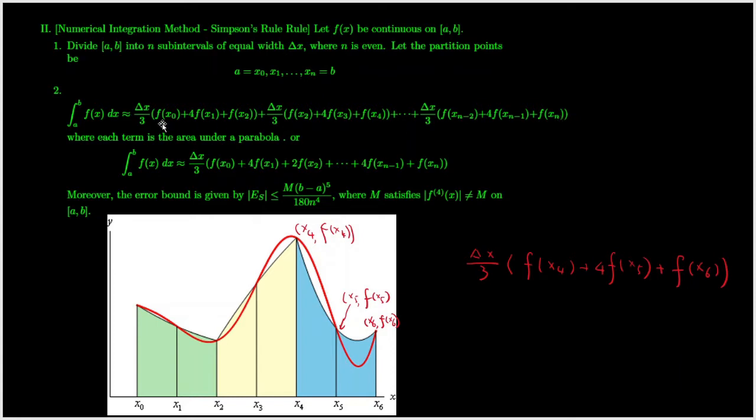Now, the formula can be simplified to the following form. The following form is the famous Simpson's rule. Also, there's a formula for estimating the error bound. The error bound for the Simpson's rule is given by that formula. We'll illustrate how to use the formula to estimate the error.